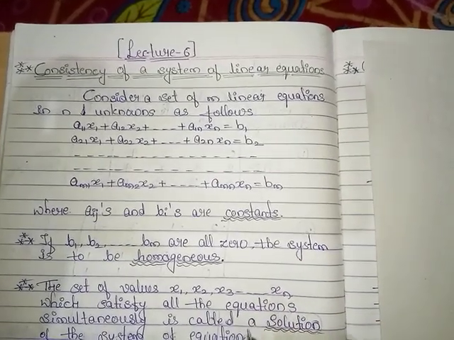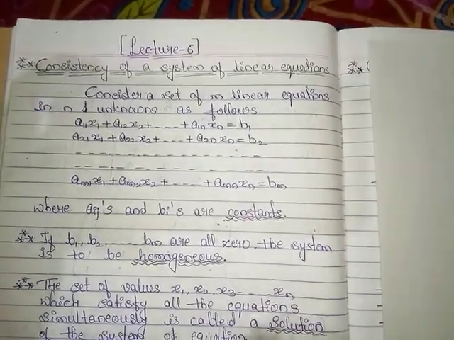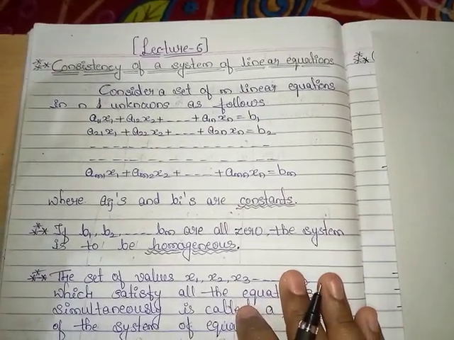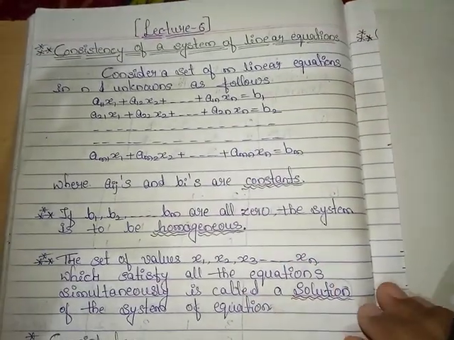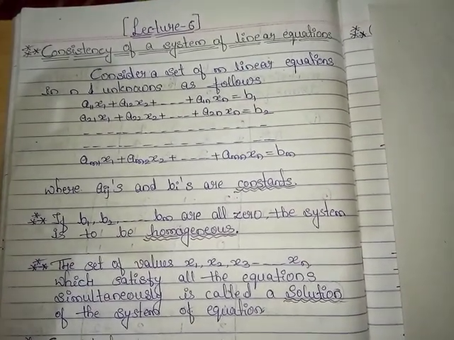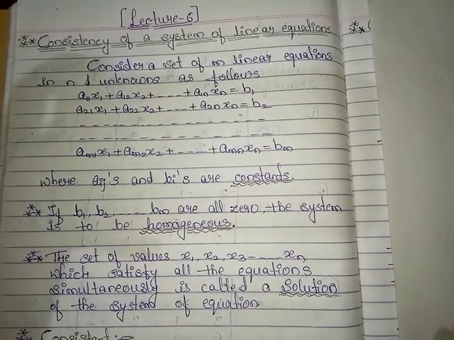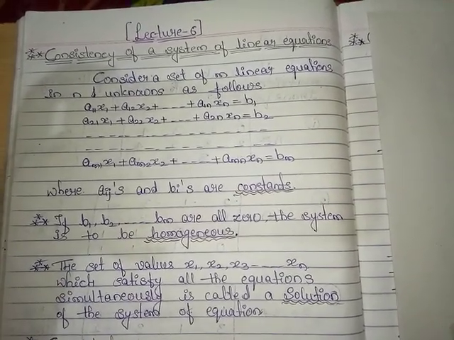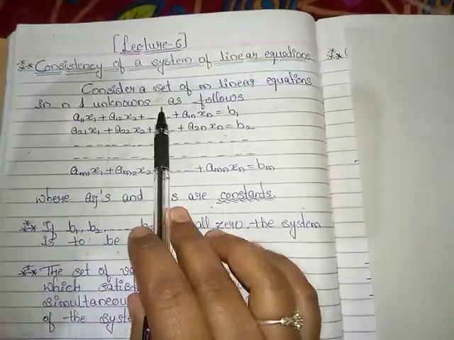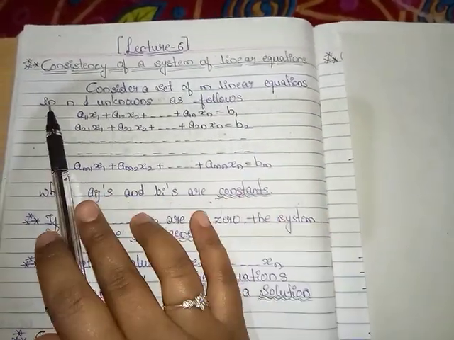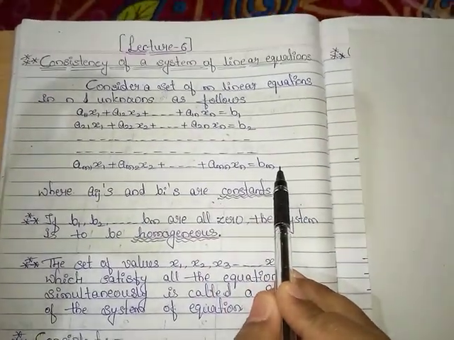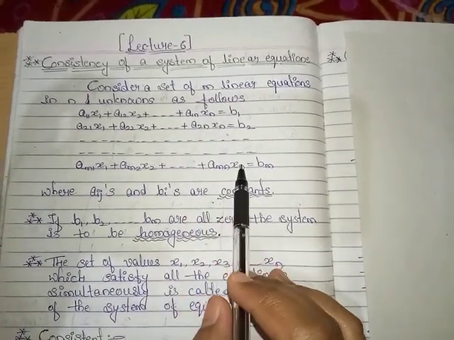Here we have to find the consistency of the given system of linear equations. Before going to examples, we have to understand some concepts and definitions of consistent and inconsistent. That is, when do we say that the system of equations is consistent, and when do we say the given equations are inconsistent. Consider a set of m linear equations in n unknowns as follows. Here we have m linear equations with n unknowns.